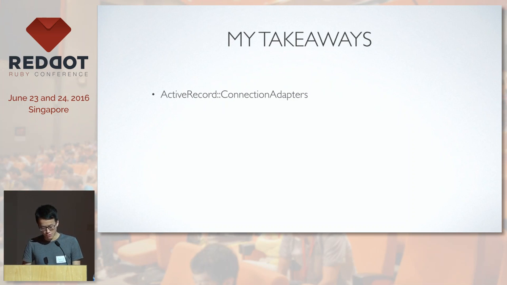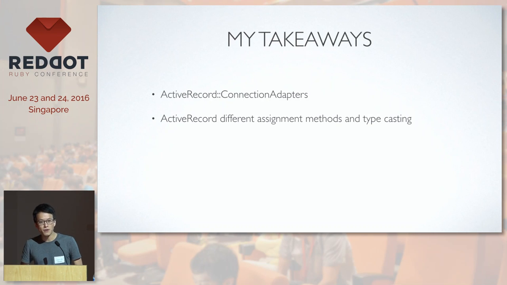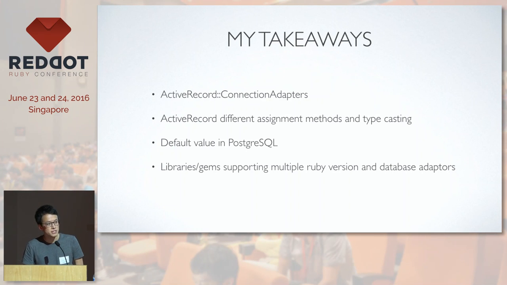First, I know much more about the Active Record connection adapter. It is a good design to support multiple database types in your application, and it is scalable. Second, I understand more about the different types of assignments in Active Record and typecasting, and also how the default value works in PostgreSQL. And the library itself is actually pretty good. The people are amazing. It is a good showcase of how to support multiple Ruby versions and database adapters at the same time. And of course, no more Rails enum.